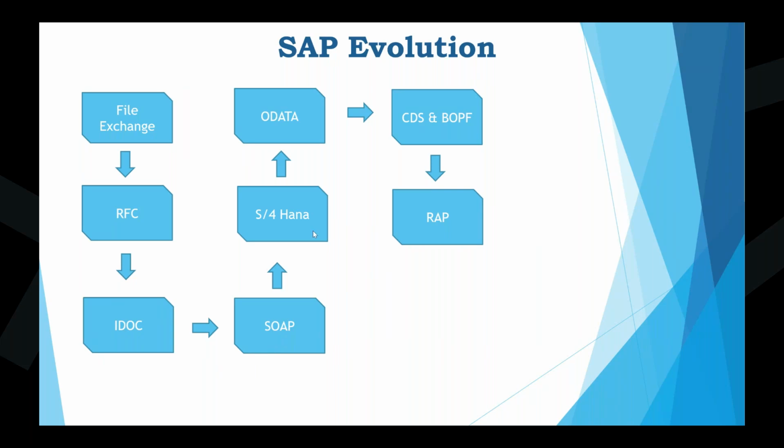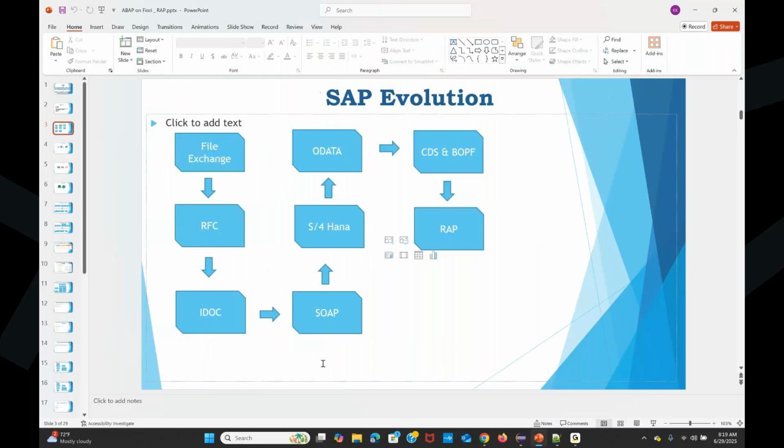This is nothing but the code pushdown approach, which means data computations happen in the database layer instead of the application layer. If you look at the old approach, we used to have a three-tier architecture in the ECC system, with a database layer, an application layer, and the presentation layer. So what is the difference? I'll talk about this code pushdown approach.